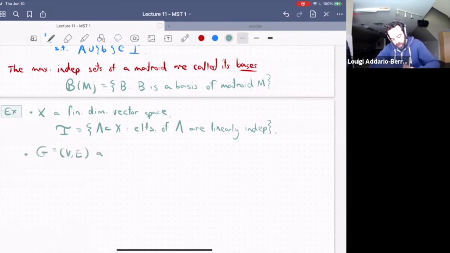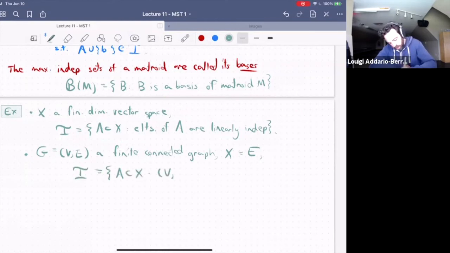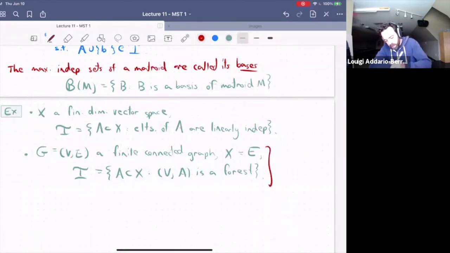In fact, if we're given a finite connected graph, and then we take as the ground set of the matroid the edge set of the graph, and then the independent sets are the sets of edges which give spanning forests. So such that (V, A) is a forest. And that's another matroid. Okay, and this matroid is called the graphic matroid of the graph G.